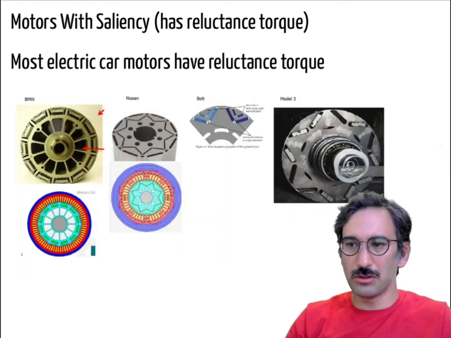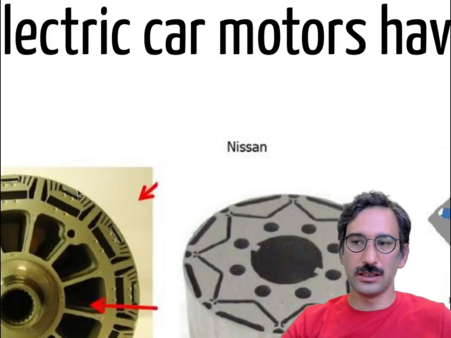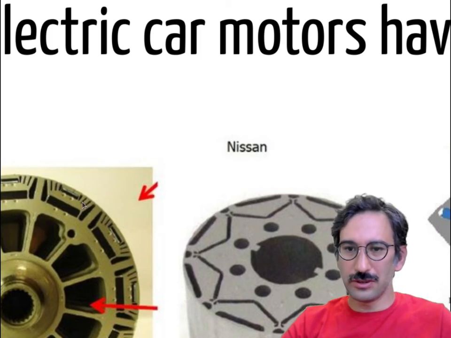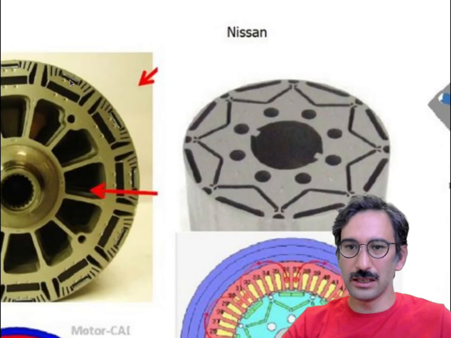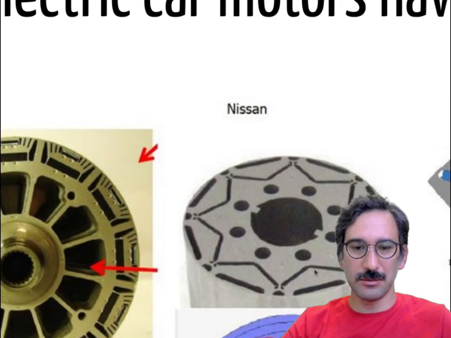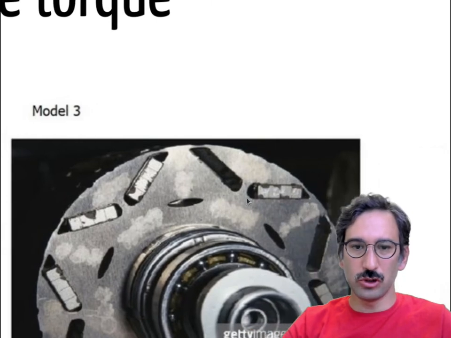Let me try to zoom in a little bit. On the left, you see a BMW motor. This is a machine with quite a high number of poles, and you can count the number of poles. Here you can see it is really easy for flux to travel through that direction, but it is difficult to go over that gap. And the same for Nissan. And here we have a Model 3.